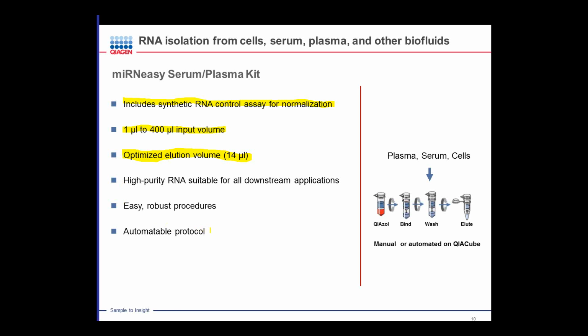It's easy to do, and the procedure is automatable on either a QIAcube or other robot. And the way the procedure works is we do an organic extraction in Qiazol. We take the aqueous phase, and we do a bind, wash, and elute off of a solid phase, essentially a filter in a capsule. This can be done either in a tube or in a 96-well format, so they can be done in relatively high throughput.